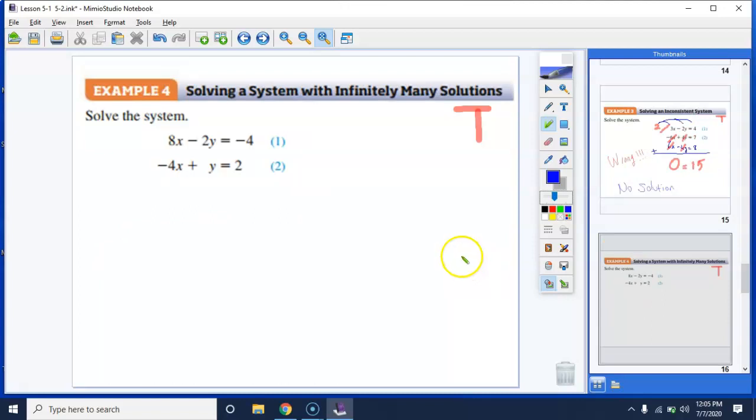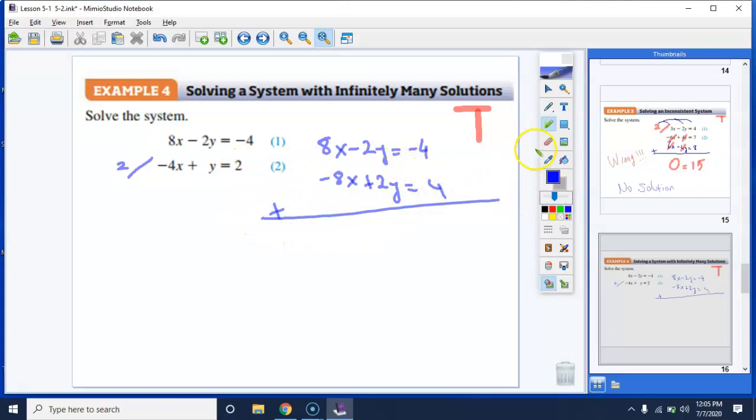Let me show you one more example. In this case, again, let's see what we got. Again, negative 2y here and y here. So let me times this one by 2. The first equation is 8x plus 2y equals negative 4. This one, let's times by negative 2. 2 times negative 4x, negative 8x. 2 times y is 2y equals 2 times 2 is 4. Let's add them up. Let's see what we got.